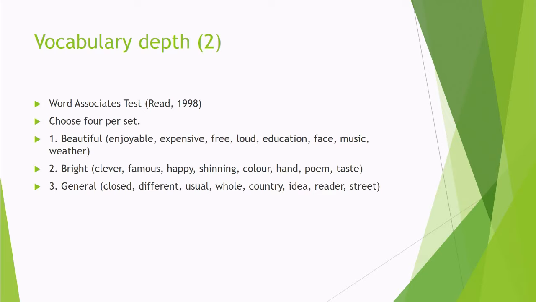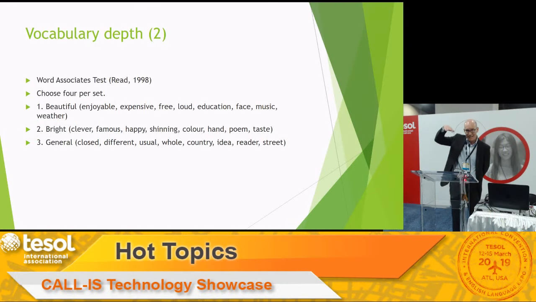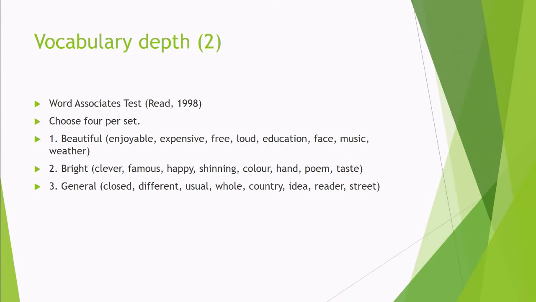Okay, so I'll just tell you the answers now, and don't worry if you get some wrong. Actually, I had to carefully go through them, and I made a couple mistakes when I took this test myself. So, for beautiful, it was enjoyable, face, music, and weather were the associations. Enjoyable was the one I had trouble with. Bright was clever, shining, color, and happy. Okay. And general was usual, whole, idea, reader were the associations for that one.